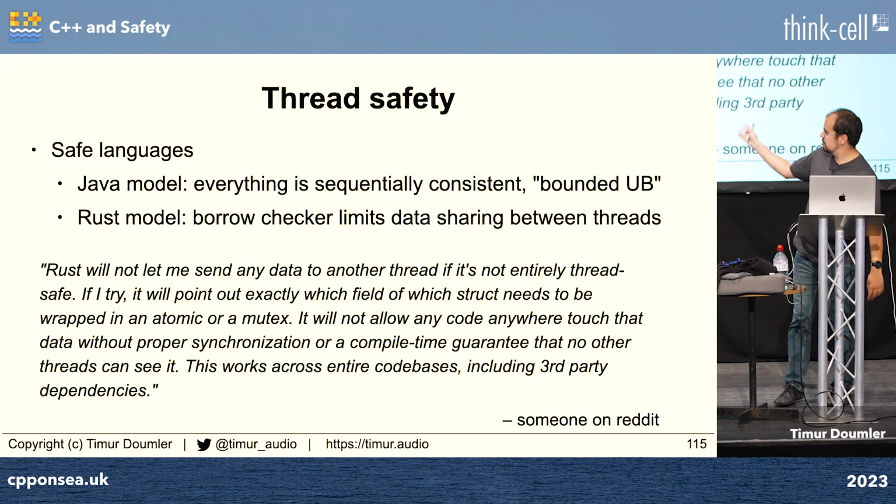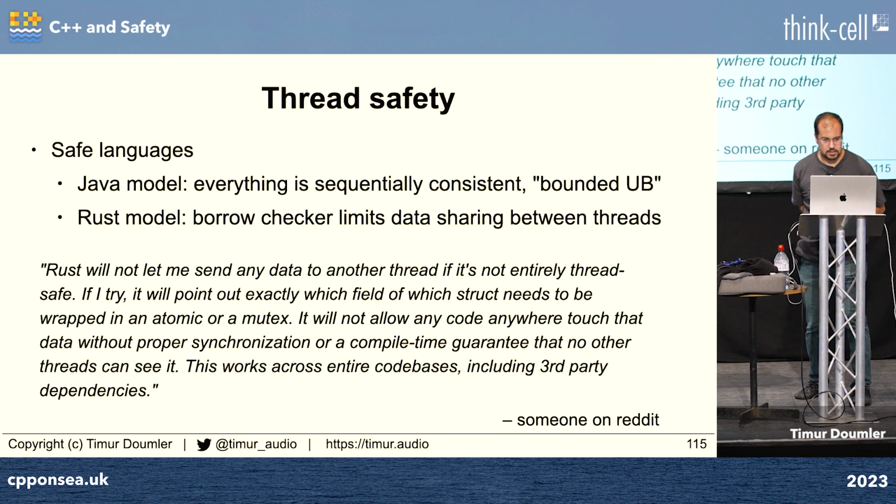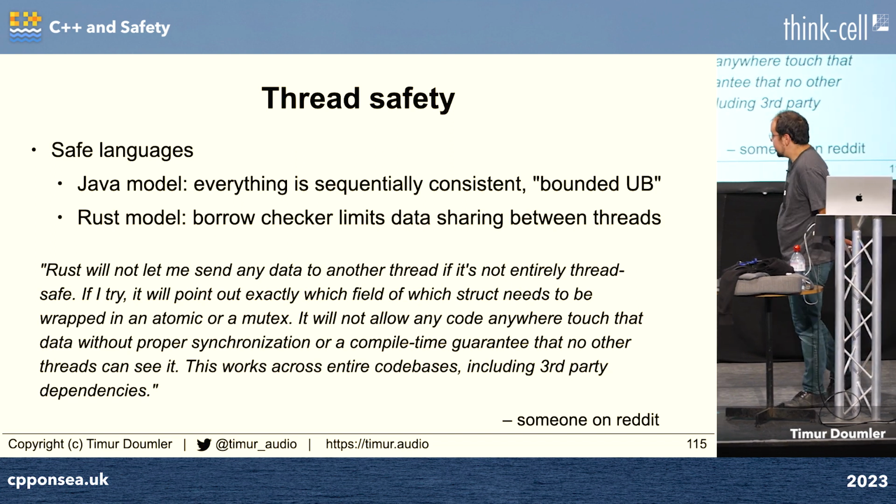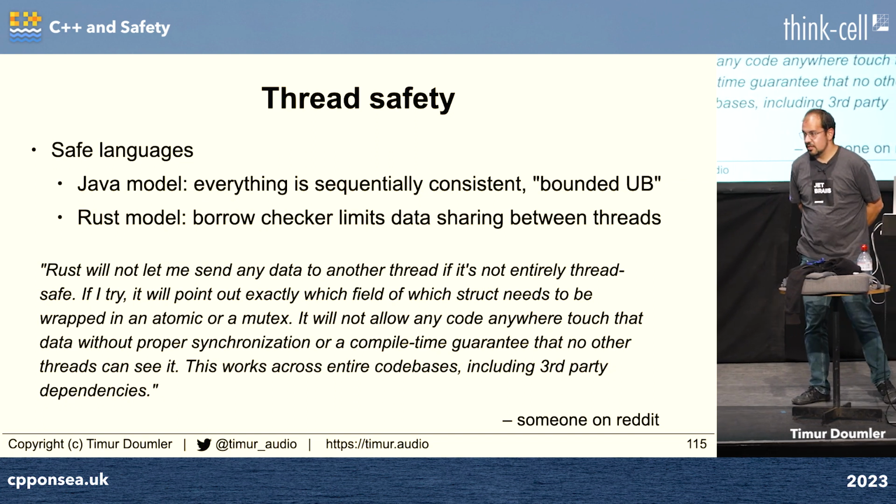This is something somebody on Reddit wrote that I thought was really good. "Rust will not let me send any data to another thread if it's not entirely thread safe. If I try, it will point out exactly which field or which struct needs to be wrapped in an atomic or in a mutex. It will not allow any code anywhere to touch that data without proper synchronization or a compile-time guarantee that no other threads can see it. This works across entire code bases, including third-party dependencies. Well, it's great." Unfortunately, we can't have it in C++.